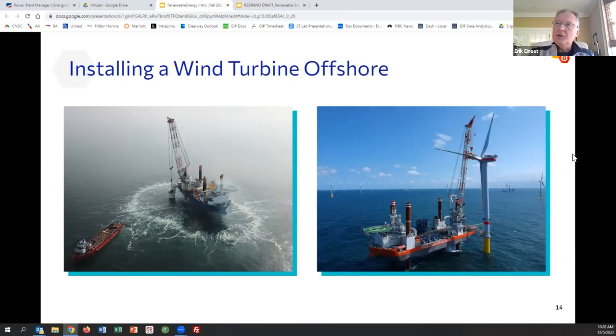And I just want to show you a little bit about how they do these assemblies offshore. So these are a couple of pictures of the assembly of a wind turbine offshore. So the offshore wind, first of all, they need to have a foundation. One of the types of foundations they use are called monopiles, which are basically big, huge steel tubes, which they pound into the ocean bed, into the ocean floor.